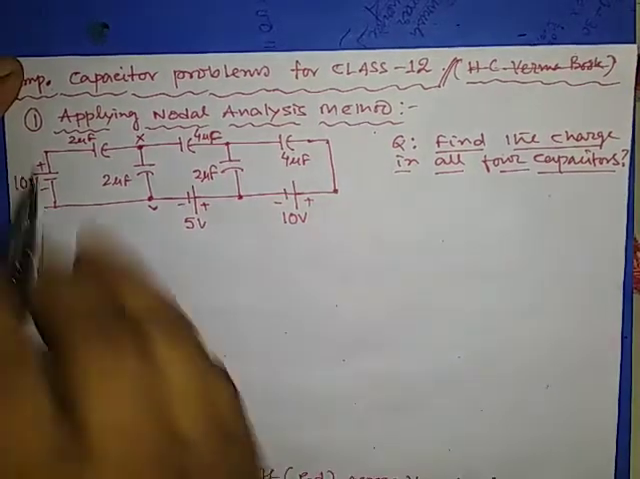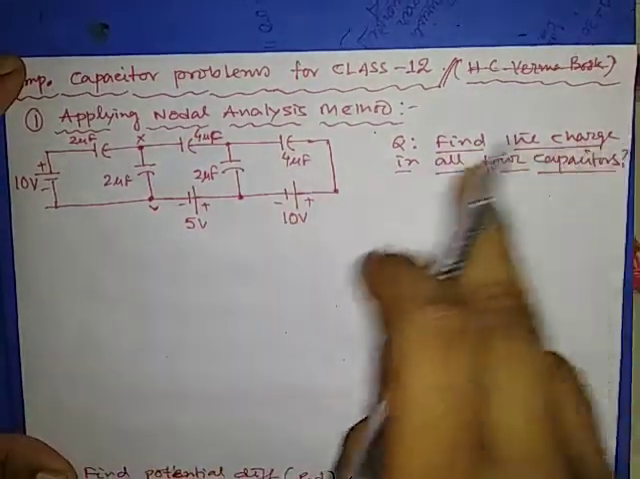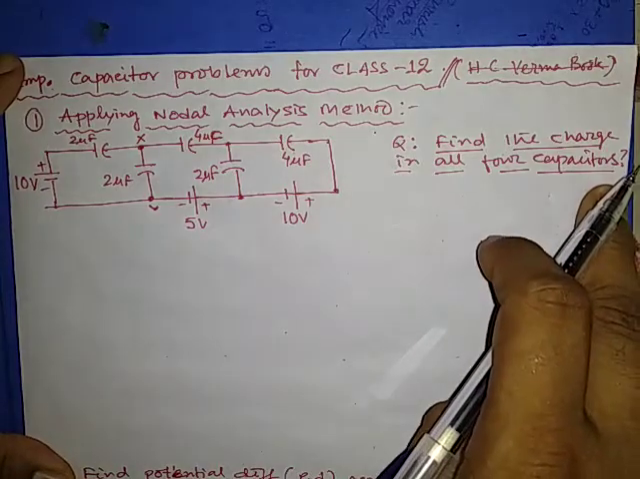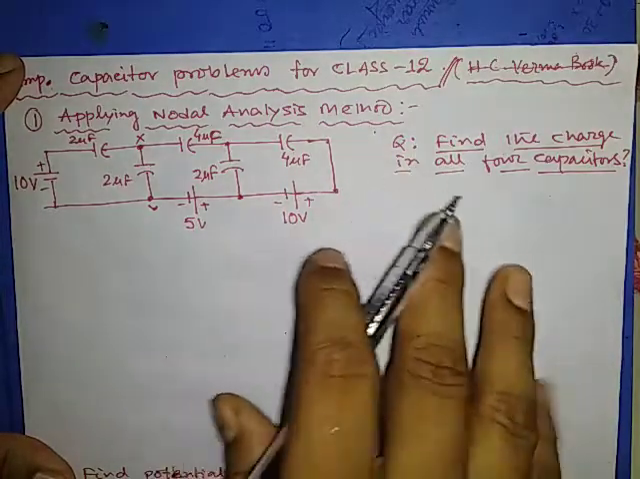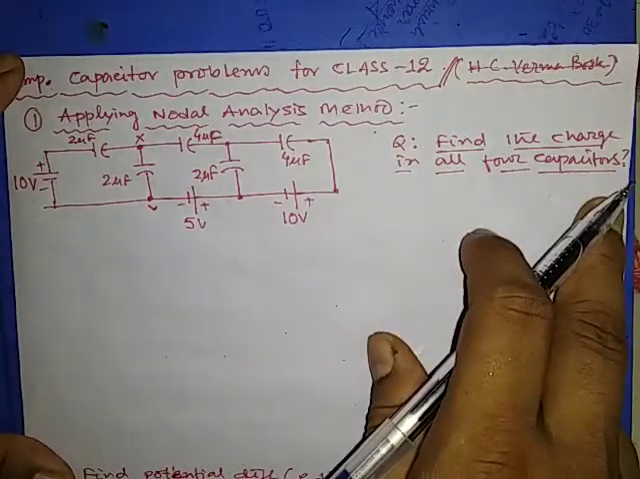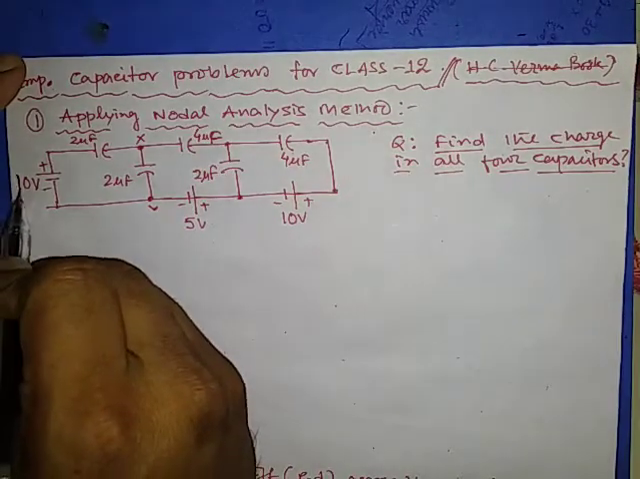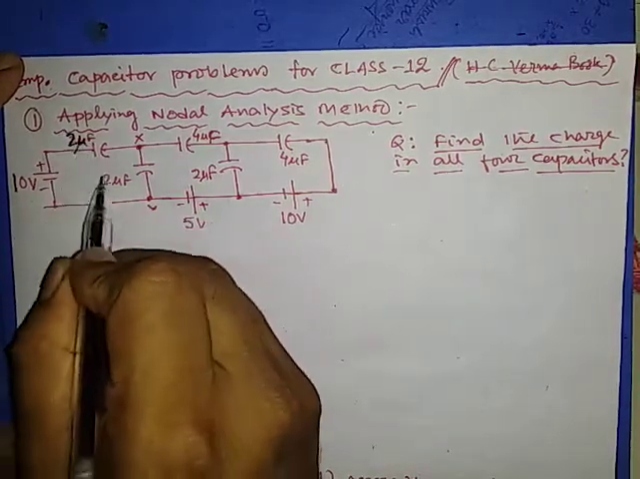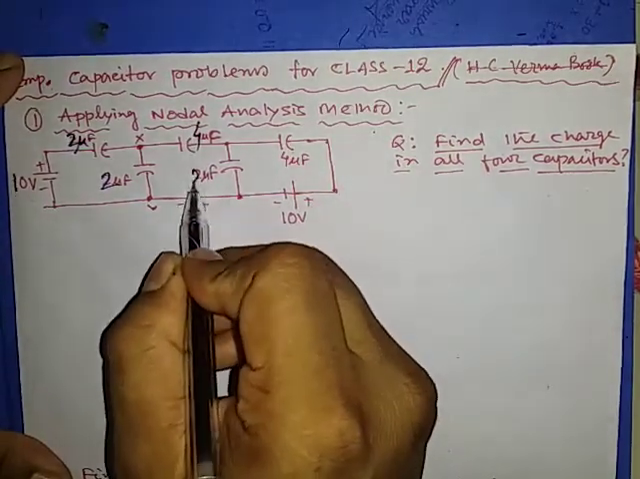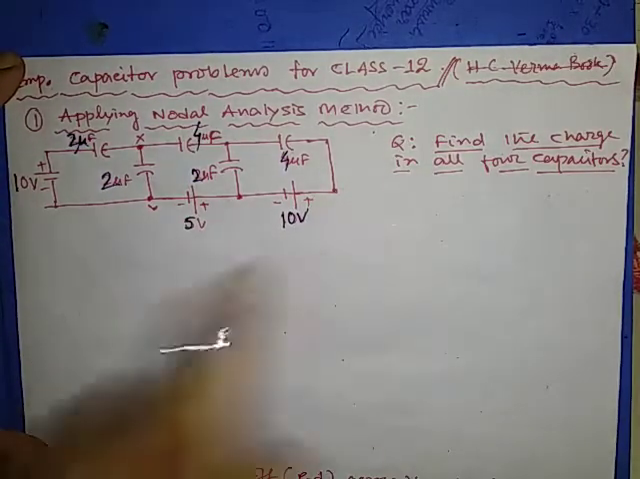First of all, see the circuit, and what you have to find is the charge on all four capacitors. Students, you can solve it with the help of the nodal analysis method, so you can find the charge on each capacitor using this method. So see, there is a 10 volt potential, there is a 2 microfarad capacitor, another 2, a 4, 2, 4, and 10 volt and 5 volt potentials.